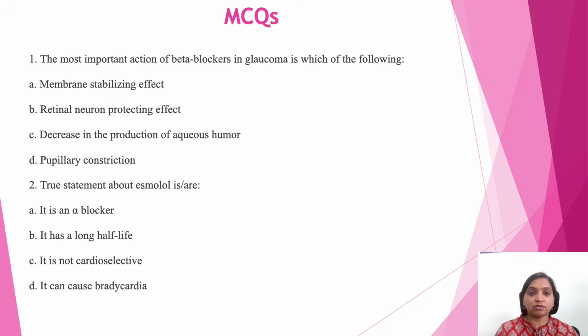Hope you understood. So here are a few MCQs. I have mentioned 4 MCQs. The most important action of beta blockers in glaucoma. Why do we use beta blockers? Is it because of membrane stabilizing or retinal neuron protecting effect, or it will decrease the aqueous humor? So the answer is decrease in the aqueous humor. Likewise I have mentioned a few questions.